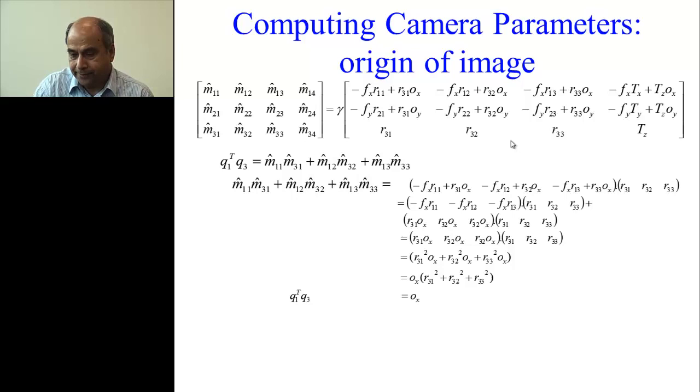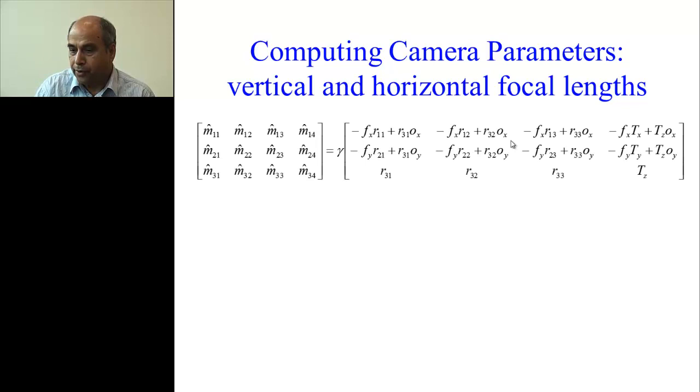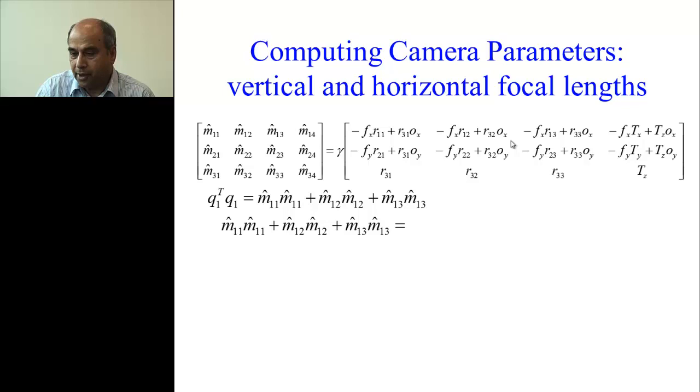So similarly, if we do the Q1 and Q2, which is this one, and this one, then we can find OY, because this contains OY instead of OX. So that's good. So then we know now the third row. We know the OX and OY in this. And now we want to find out FX and FY, because in this one, that's what is remaining. So for that, we are going to do Q1 with Q1, dot product of these two rows.